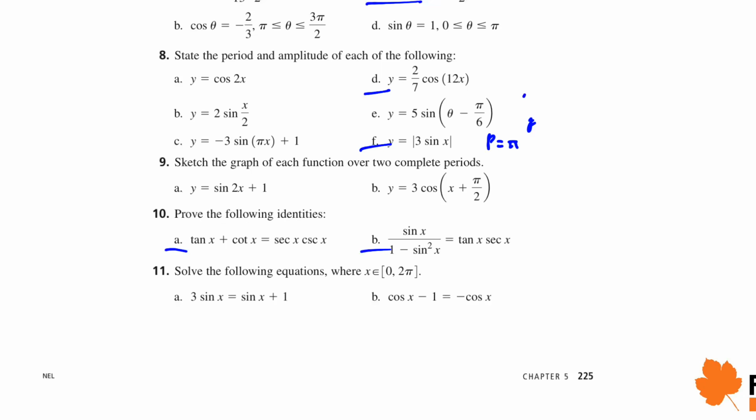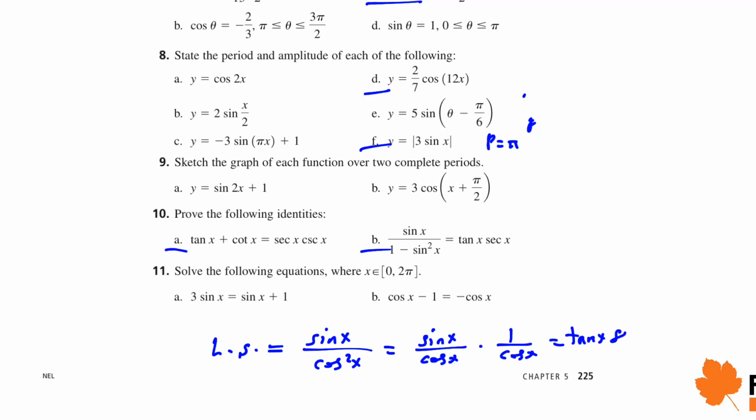Part B, sine of x divided by 1 minus sine squared of x equals tangent of x times secant of x. We know 1 minus sine squared is cosine squared. Therefore, the left side of the given identity would be sine of x over cosine squared of x, which is sine of x over cosine of x times 1 over cosine of x. That is tan of x times secant of x.